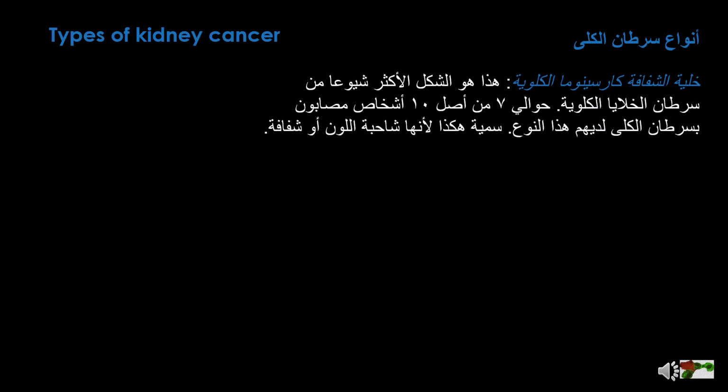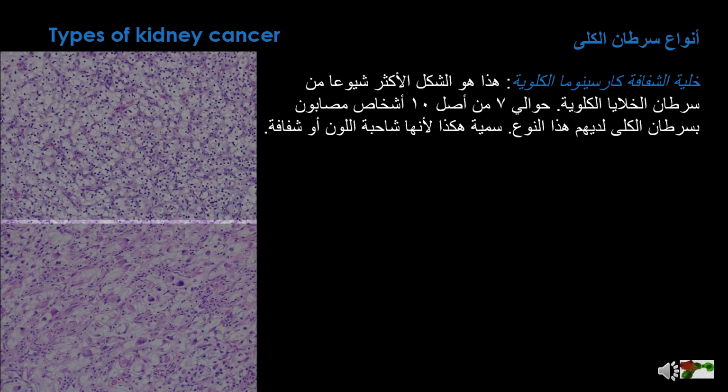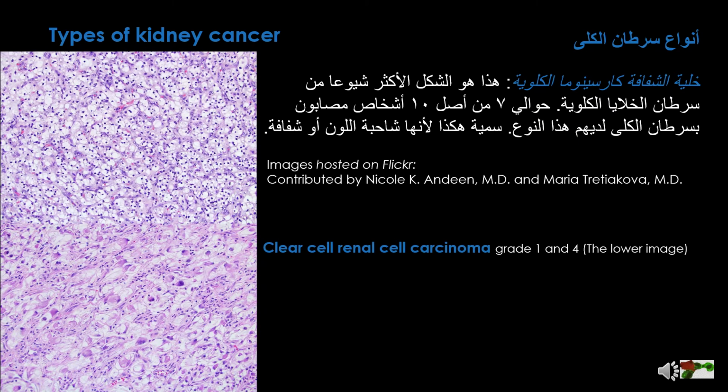Clear cell renal cell carcinoma. This is the most common form of renal cell carcinoma. About 7 out of 10 persons with renal cell carcinoma have this subtype. The cells that make up clear cell renal cell carcinoma look very pale or clear.